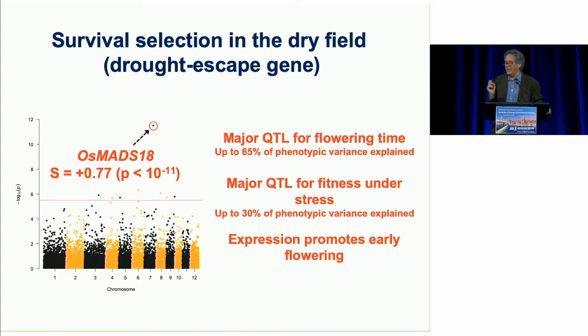And what is it? It's a gene that's a major QTL for flowering time, and it's been shown to be a major QTL for fitness under stress. What it does is that expression of this gene promotes early flowering. So what is this gene? It's a drought escape gene. So under drought stress, those plants that flower earlier are going to survive. And so what this gene does is those that have higher levels of expression and therefore early flowering are able to escape the drought.